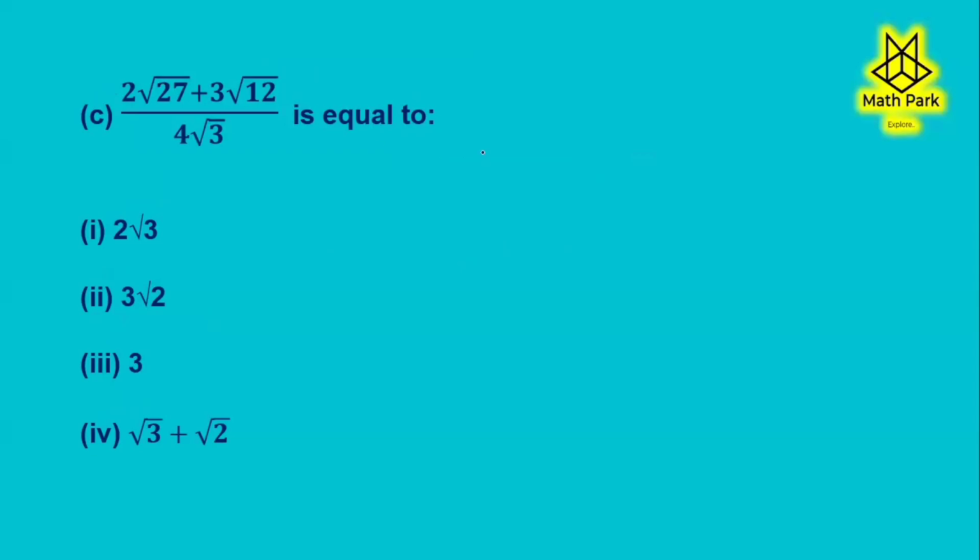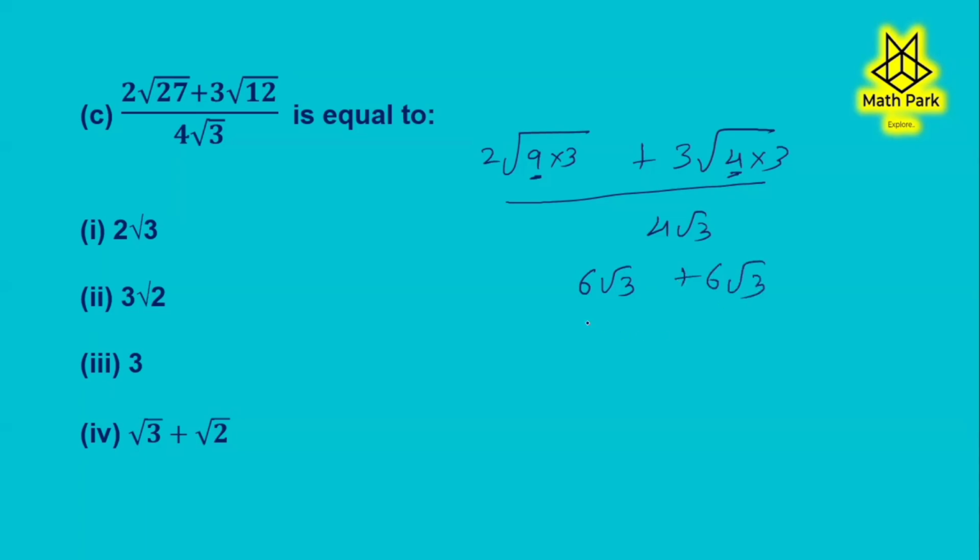2 root 27. So 27 can be written as 9 times 3. It is square root, so you have to find a factor which is a perfect square. Root 12 can be written as 4 times 3, so you have 4 root 3. Now 9 comes out, it becomes 3. 3 times 2 is 6 root 3. 4 comes out, it becomes 2. 3 times 2 is going to be 6, and then root 3 here upon 4 root 3.